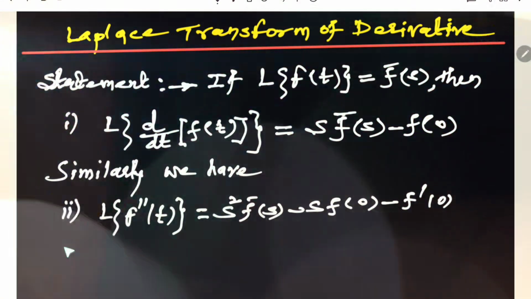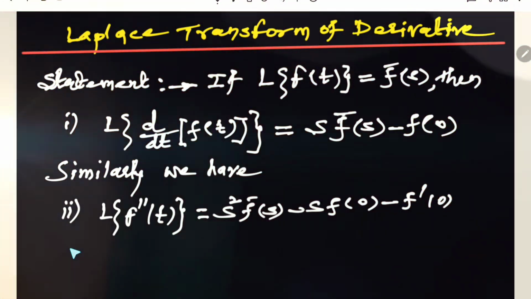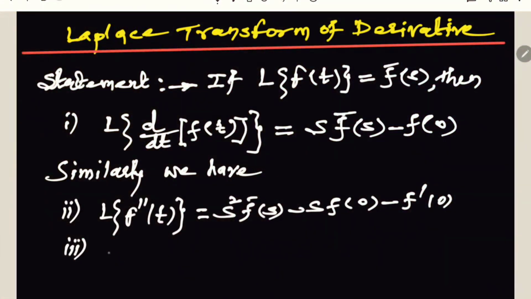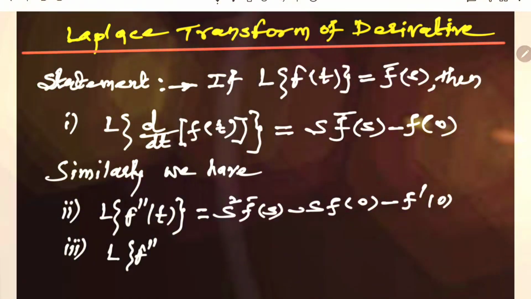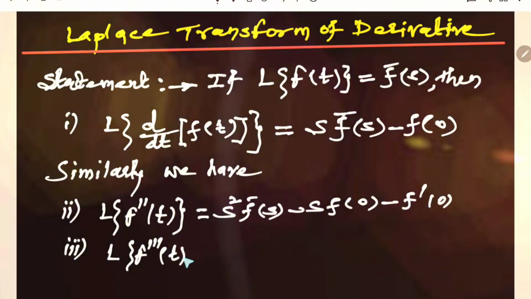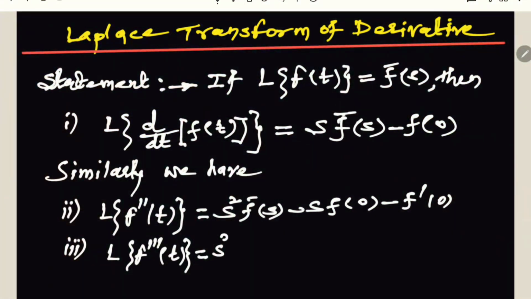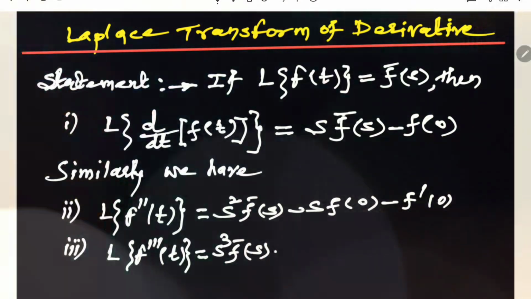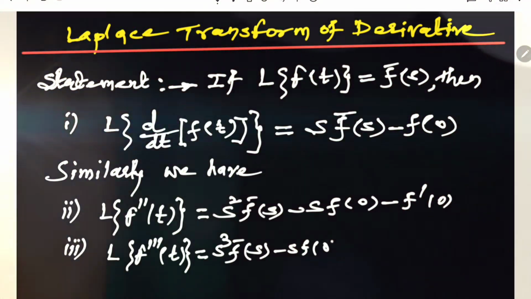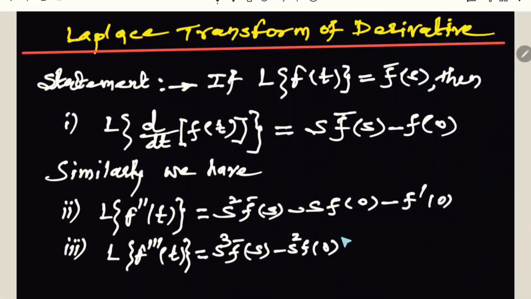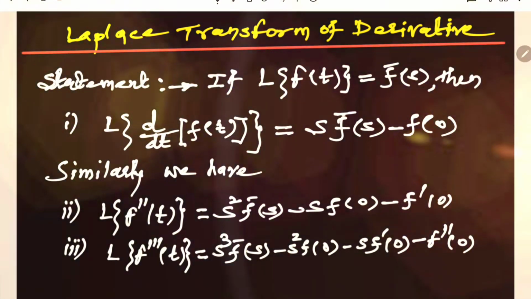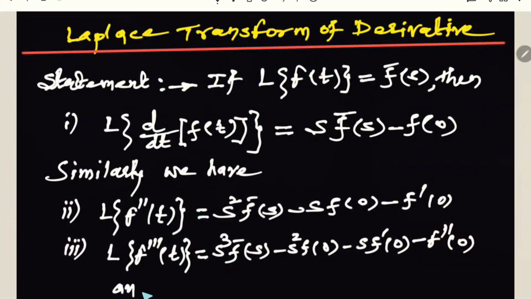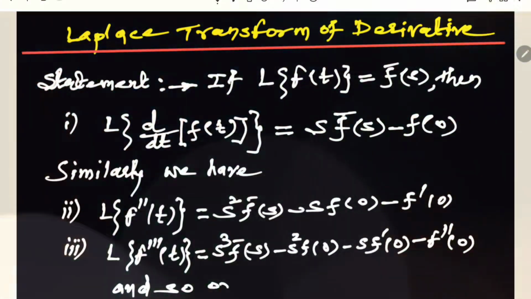And last result, Laplace transform of third order derivative, that is L of f triple dash of t is equal to, for first we have s, for second we have s square, for third we have to start with s cube into f bar of s, then decrease 1 by 1 power, therefore we get s square into f of 0, then minus s f dash of 0 and minus f double dash of 0 and so on. We can increase up to any order of derivative in the same manner.